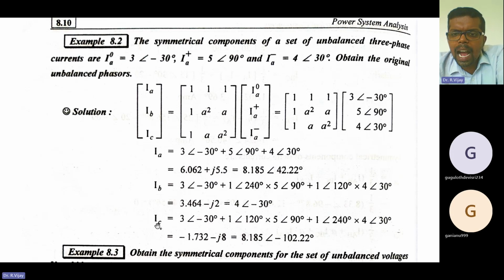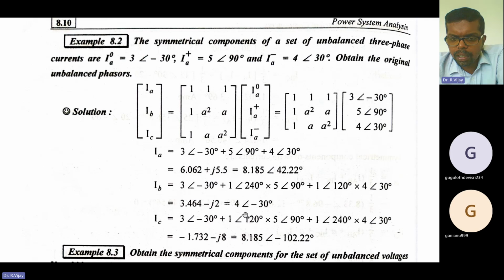Similarly, IC. IC is nothing but 1 into 3 at the angle of minus 30 degree. Next, A into 5 at the angle of 90 degree. A means 1 at the angle of 120 into 5 at the angle of 90 degree. Again, A squared into 4 at the angle of 30 degree. Here, A squared is 1 at the angle of 240 degree into 4 at the angle of 30 degree.